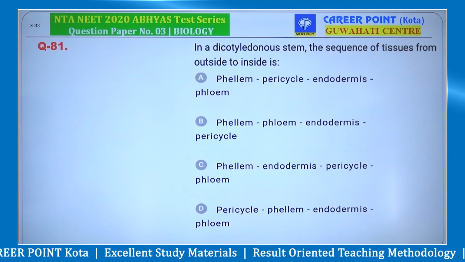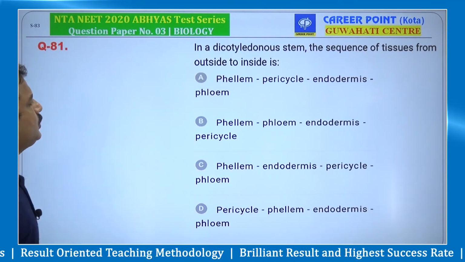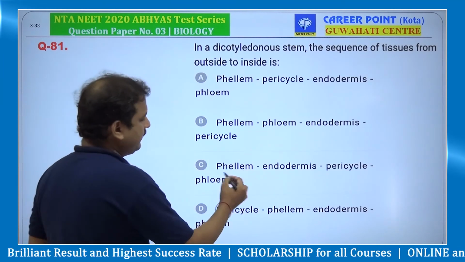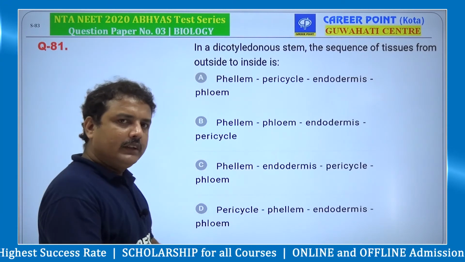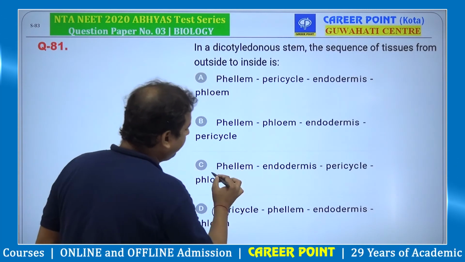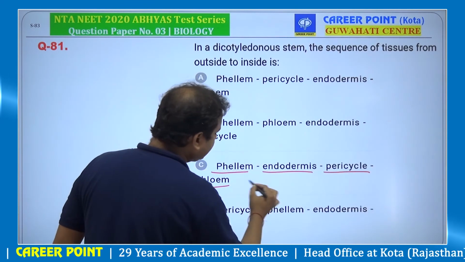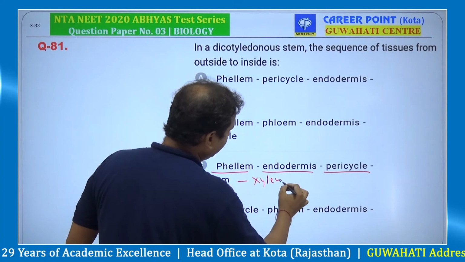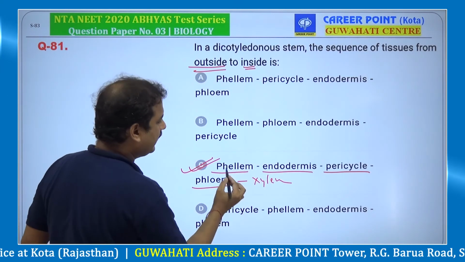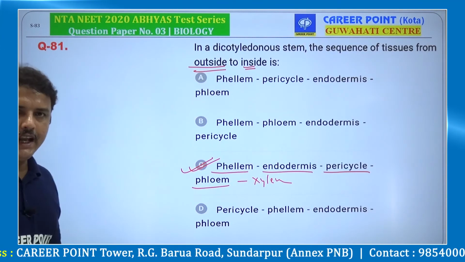Next question. In a dicotyledonous stem, what is the sequence of tissues from outside to inside? Inside it is xylem, then phloem, then pericycle, endodermis. So from outside to inside: phloem, endodermis, pericycle, phloem, then xylem. So here the answer is C, because it is asked outside to inside. Okay. Next question.